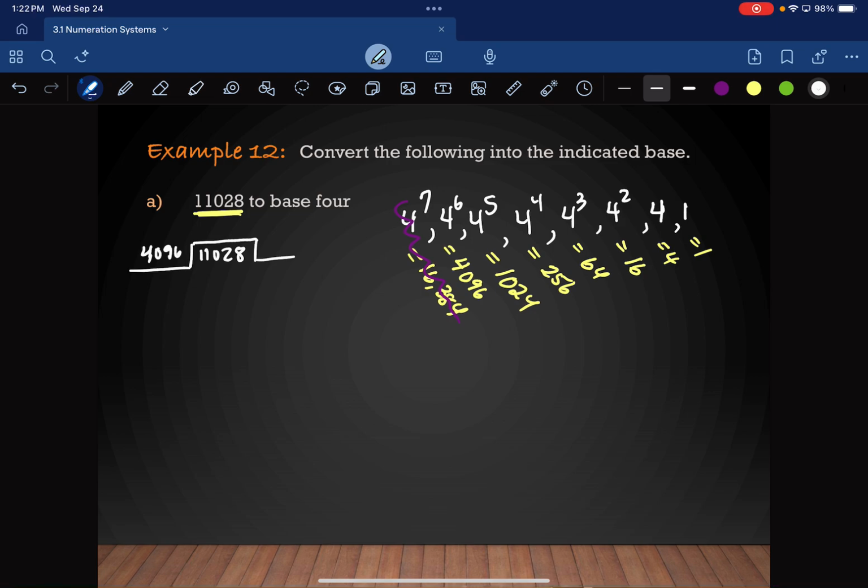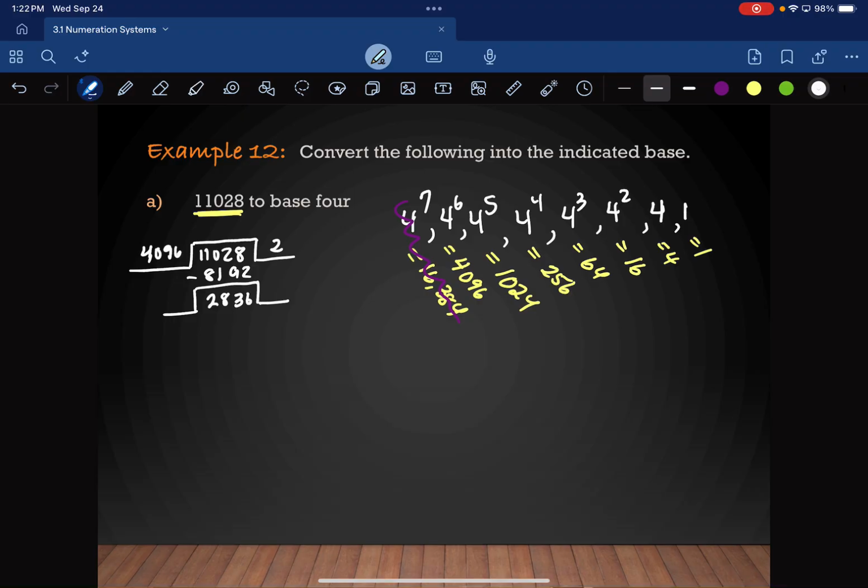I think it's 2. Is it 2? 2? Yeah, I've got a 2. And then I need to multiply the 2 out here by the 4,096. So what is 2 times 4,096? 8,192, and we subtract. So we need 11,028 minus 8,192. I have 2836. Is that right? Cool.